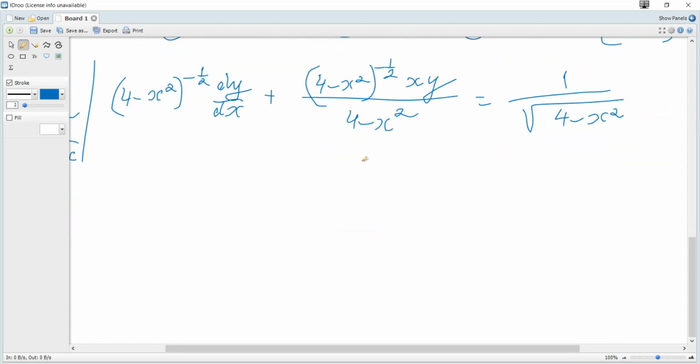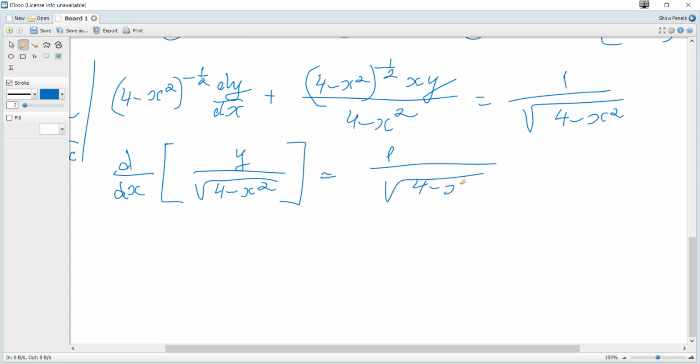And it will always be true that the left hand side becomes d over dx, a derivative with respect to x of the next expression. It's the integrating factor, or let's rewrite as 1 over root 4 minus x squared multiplied by y. It's always true. And is equal to this 1 over root 4 minus x squared.